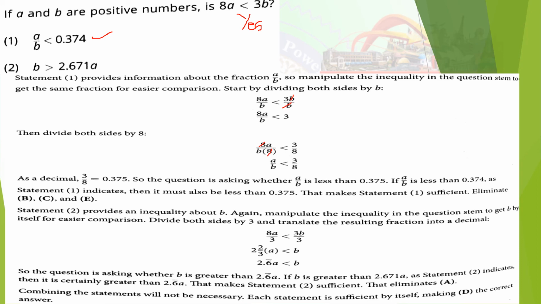Here a is there, here b is there, but the 3 is not there, so you just move 3 to the left hand side. How to move it? Divide by 3 on both sides, so you will get 8a divided by 3 is less than 3b divided by 3. The 3s cancel each other. The remaining term is 8 divided by 3, which is nothing but 2.67. So 2.67a is less than b.